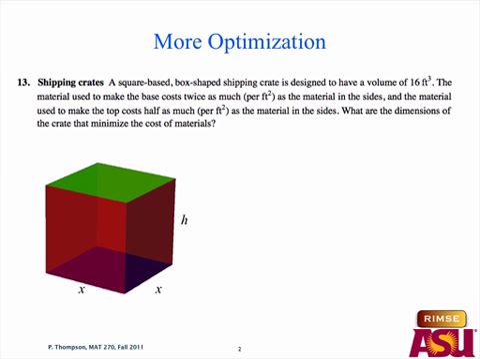But the side, like the base and the top are changing. Yes. The dimensions are changing. Because the dimensions can change, but we need to maintain this volume of 16. So x and h can change, but they need to change in such a way that we maintain a volume of 16.